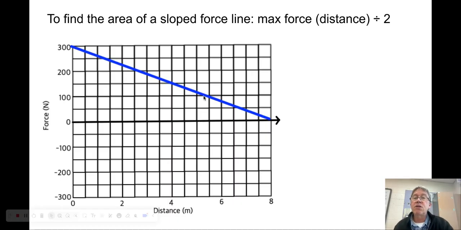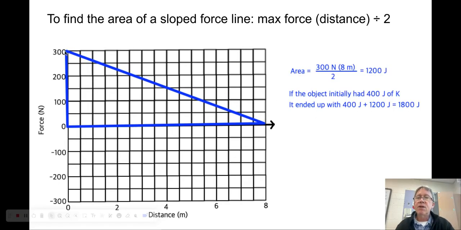Okay. Now, what if it was a slope then? What if it started with a large force and the force got small? Well, we've done this before. I'm going to say 300 times 8, and I'm just going to divide it by 2 because it's half of that. So 300 times 8 divided by 2, that gives me 1,200 joules. And again, if it started off with 400, now I've increased it by 1,200, it has 1,600 joules worth of energy.